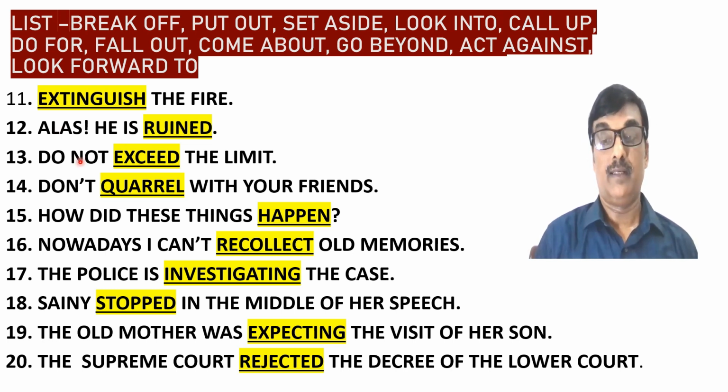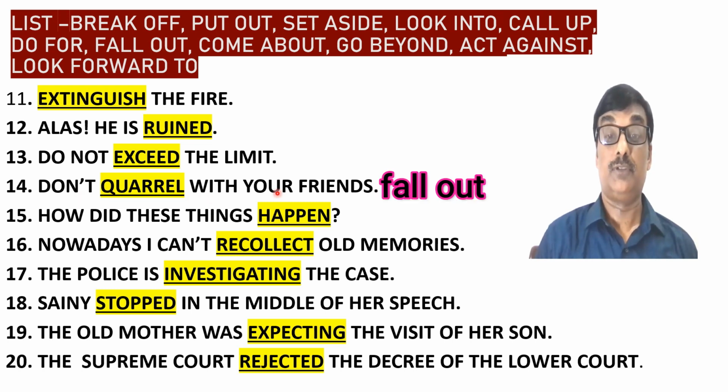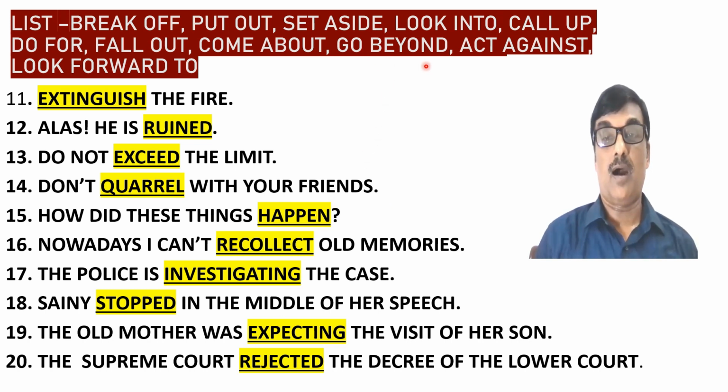So, he is ruined. Next comes: do not exceed the limit. Do not go beyond. Next: don't quarrel with your friends. Quarrel means fall out. So, don't fall out with your friends. How did these things happen? Happen means come about. Next comes: nowadays I can't recollect. Recollect means remember, and the phrasal verb that matches here is call up. I can't call up old memories.